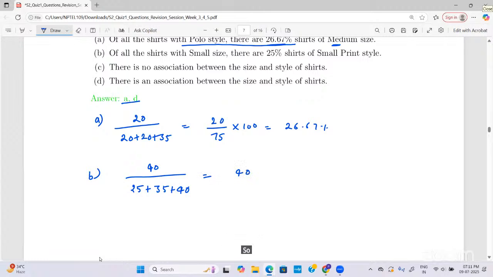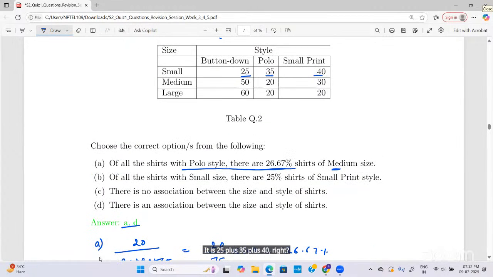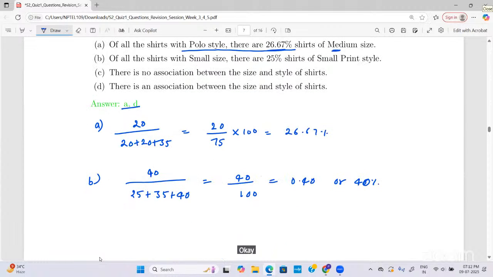So this is 40 and this will be 100. So this should be 40%. Right? Some denominator should be 95. Why 95? 55 plus 40. No, it is 25 plus 35 plus 40, right? So it will be 100. 60 plus 40. Okay. So B is wrong. Option number A is correct.